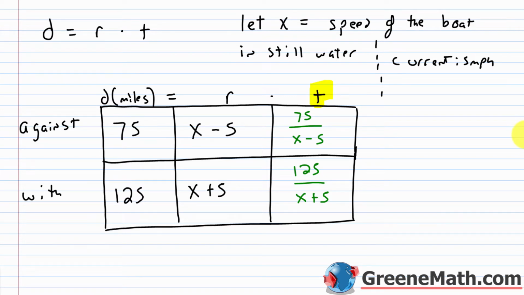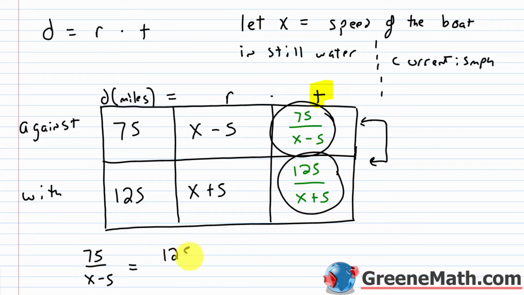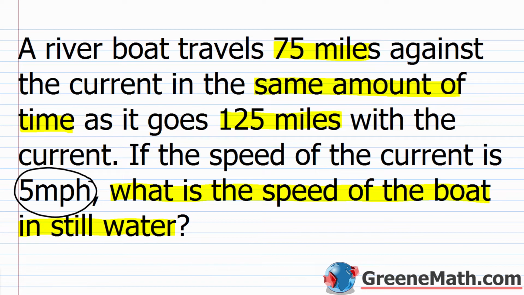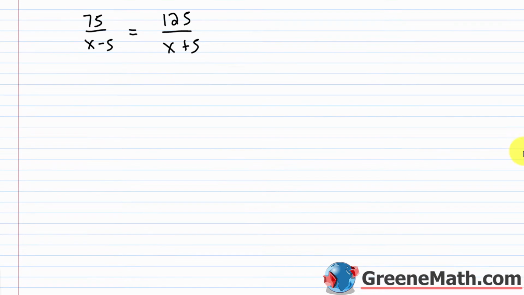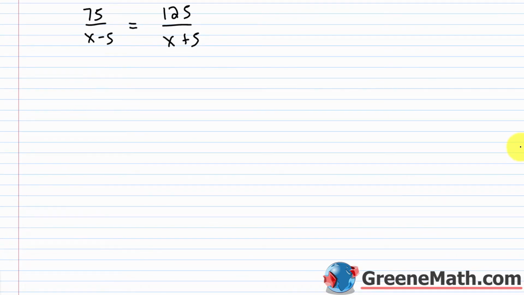The main thing here is that it says the two times are equal to each other. So the time here, which is represented with 75 over x minus 5, is equal to, or the same as, this time here, which is 125 over x plus 5. Again, the way I'm getting this, in the problem, it says in the same amount of time. So again, the two times are equal, so that's how we get our equation. Now all we need to do is solve this equation for x, and remember, x is representing the speed of the boat in still water.